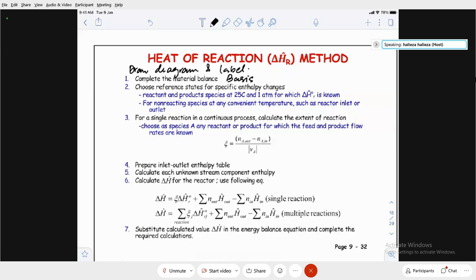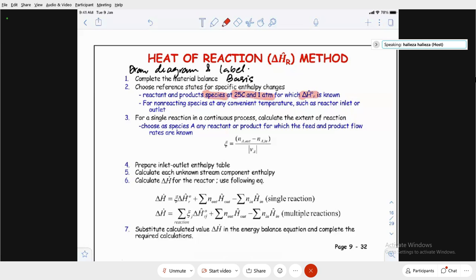The only difference now, when you do it using the heat of reaction, is that your species, the products and reactants, are going to be at 25 degrees C, 1 atm, where that value is given. Your heat of reaction must be given. That's when you use your heat of reaction method. If your heat of reaction is not given, then you have to use the heat of formation method.